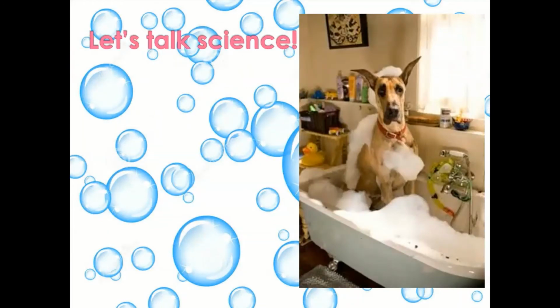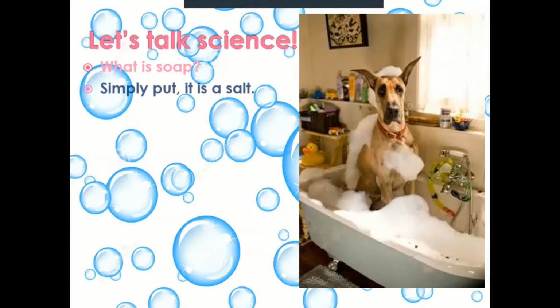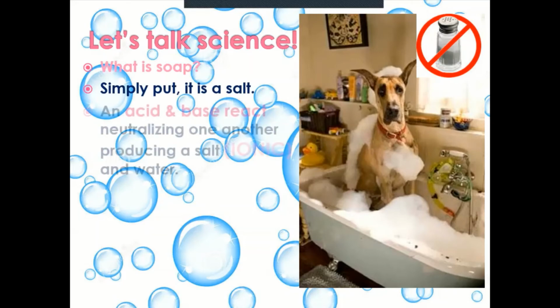All right, so I cut myself off there. I don't know why, but let's go ahead and go over the science that I just talked about. So what soap is, it's a salt. That's what I was trying to explain. Not like table salt. When a chemist says salt, we just mean anything that's ionic. And that's what I was showing in that little video clip.